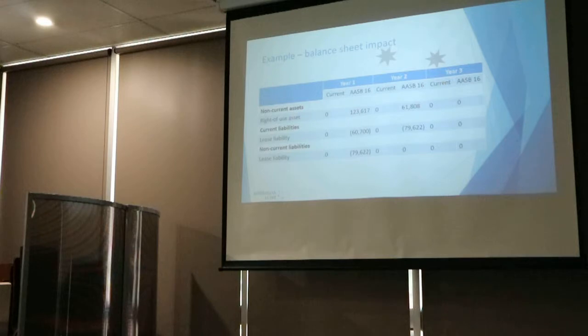We then ask, what happens on your balance sheet? Under the old standard, you're renting an office space, so nothing on your balance sheet. Under the new standard, you're going to have a right of use asset, which is a non-current asset. It sits on your balance sheet with your property, plant and equipment. In the first year, $120,000, then $60,000, then nothing. But you're going to have liabilities that are split between current and non-current. So you have $60,000 of current, $79,000 non-current, then $79,000 non-current, then nothing.